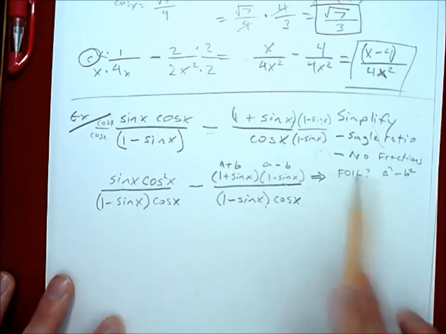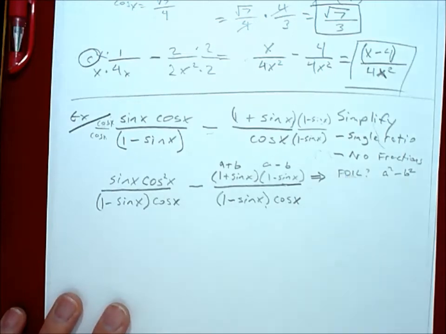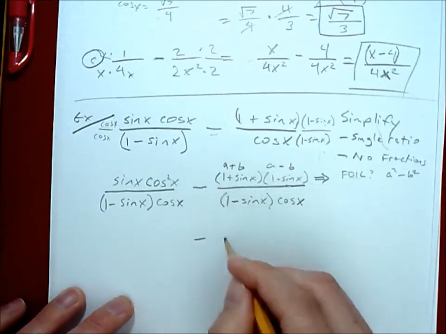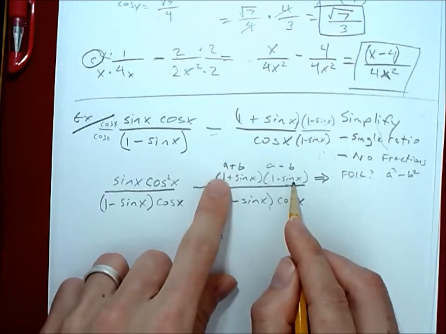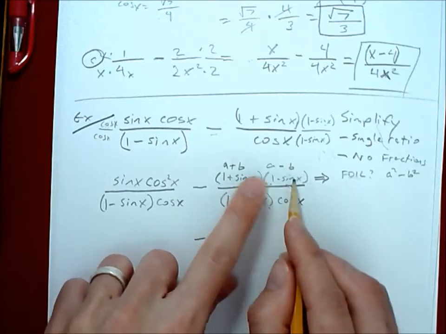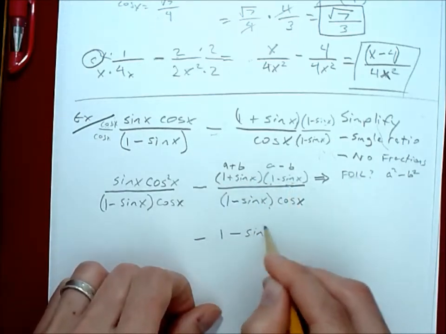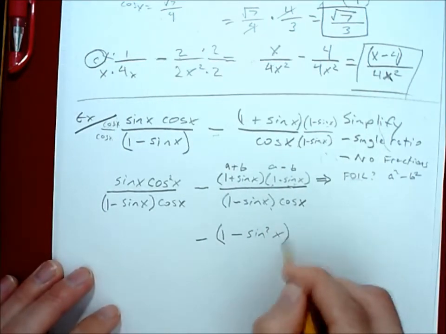You can still foil it, you'll get the same thing, but essentially what happens is the O and the I, the two middle terms, cancel each other out. So you get the first terms multiplied and the last terms multiplied. So that would be 1, that's the first two terms, and then the minus sine x, the plus sine x from the O and the I cancel each other out, and you get the last term, which is minus sine squared. So 1 minus sine squared. And I'm going to leave it in parentheses because it's one chunk of information.